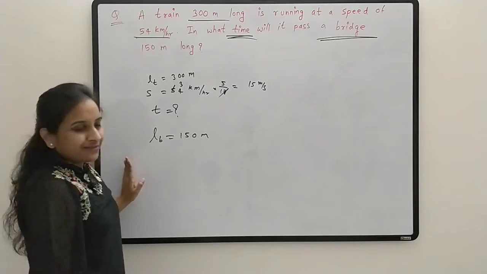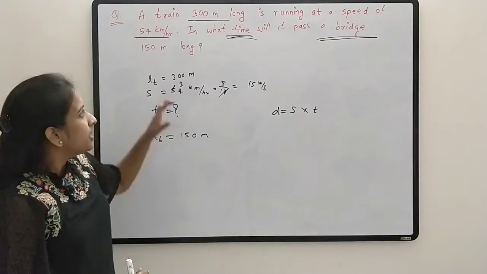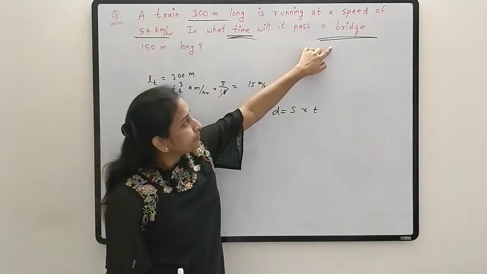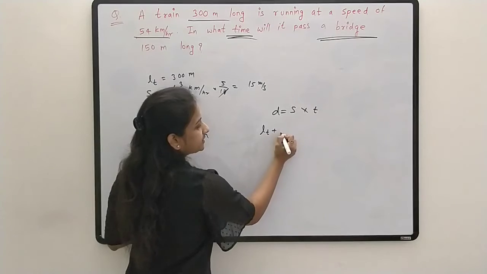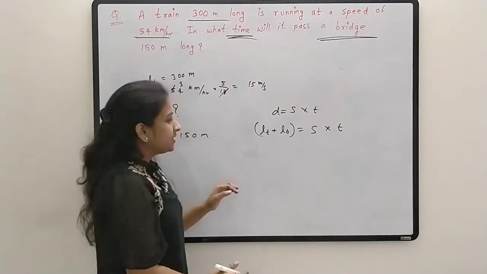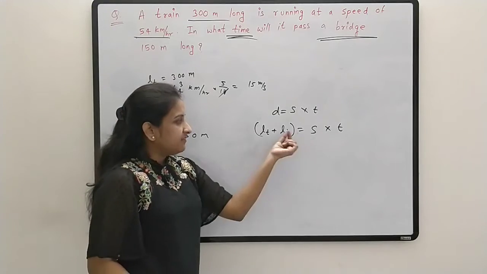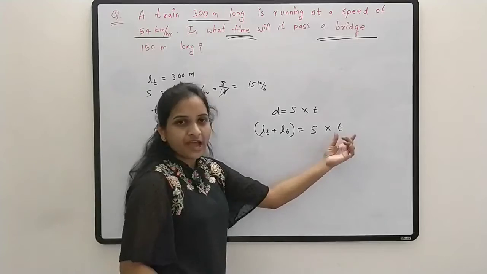Easy. Based on the formula, distance is equal to speed into time. The train is crossing a stationary object, the bridge. So distance is nothing but length of train plus length of bridge, which is equal to speed of train into time. Time we have to find. Speed is given, length of train is given, length of bridge is given, right?